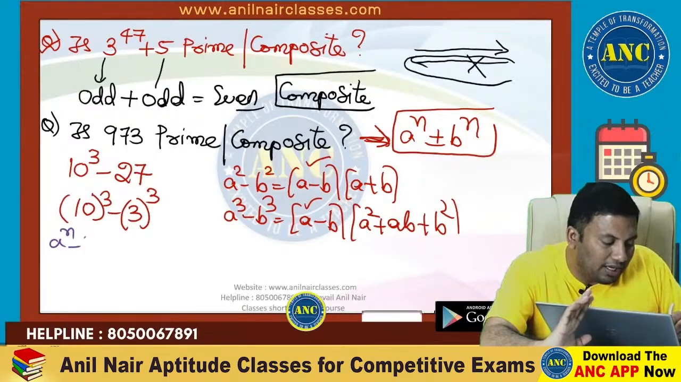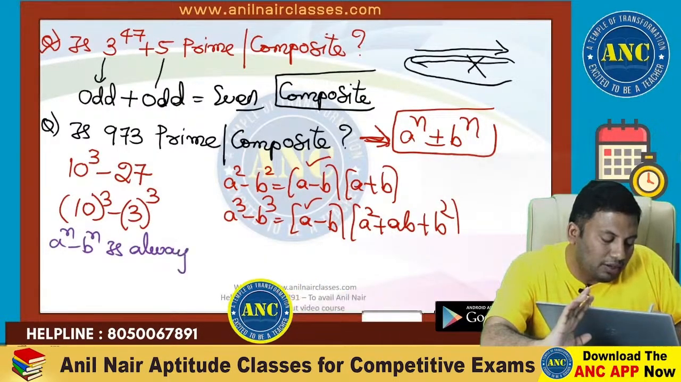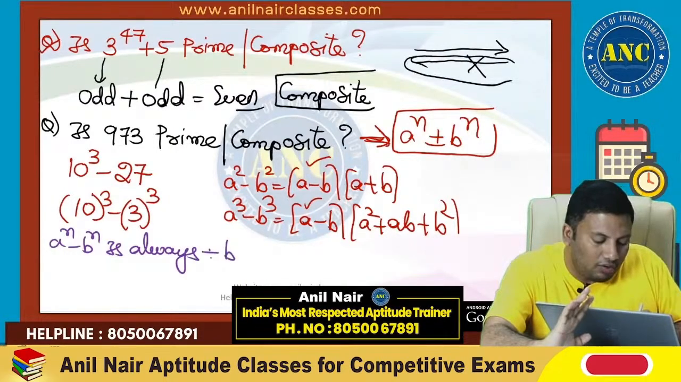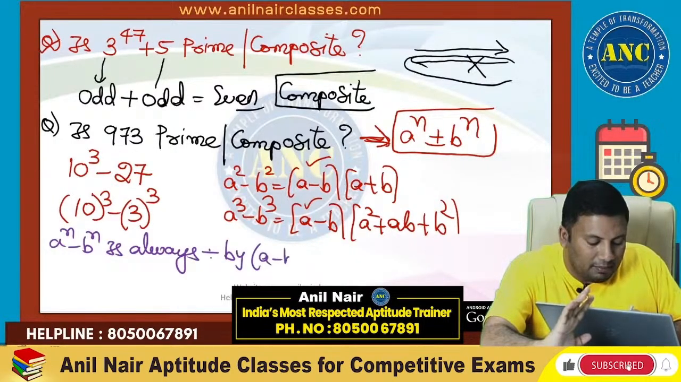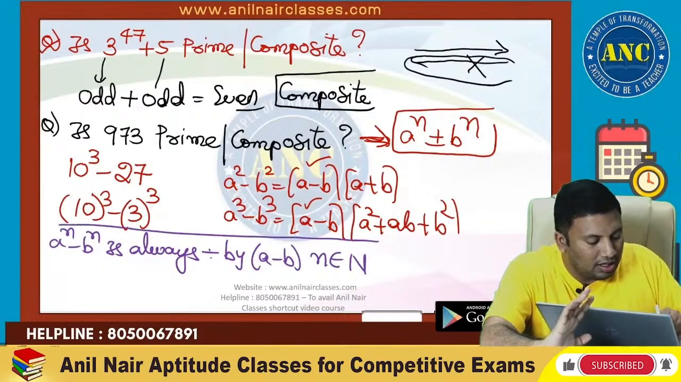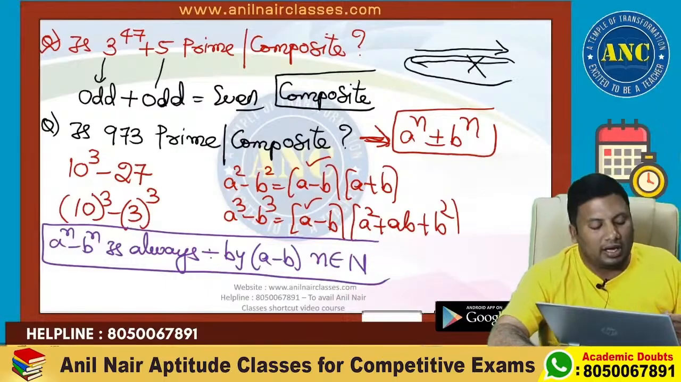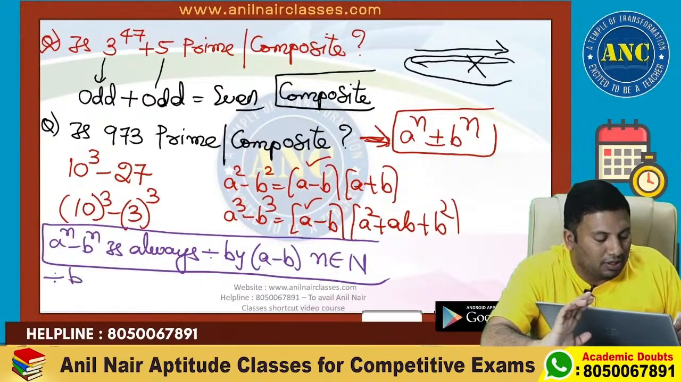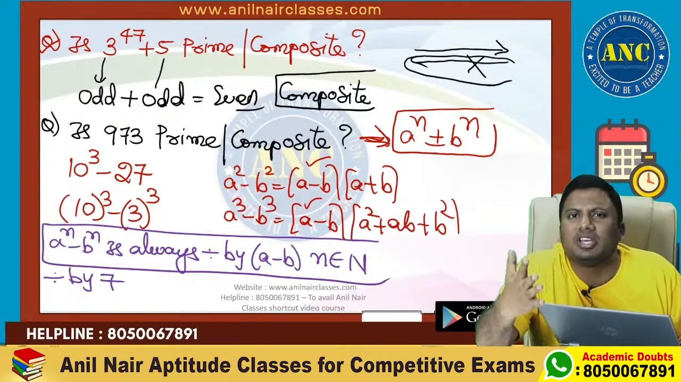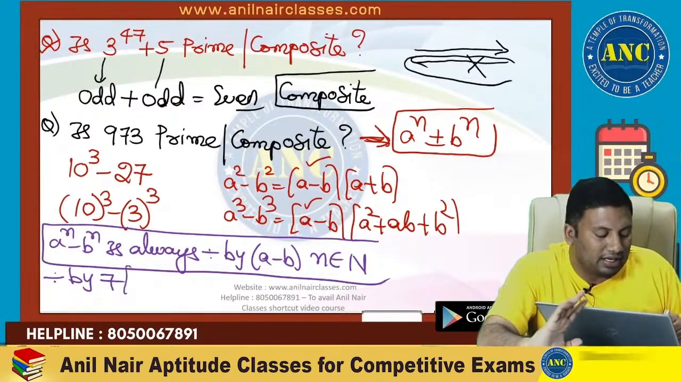a power n minus b power n is always divisible by a minus b, as long as n is a natural number. 10 cube minus 3 cube is divisible by 7. Any number which is divisible by 7 becomes a multiple of 7, which can be written as 7k.